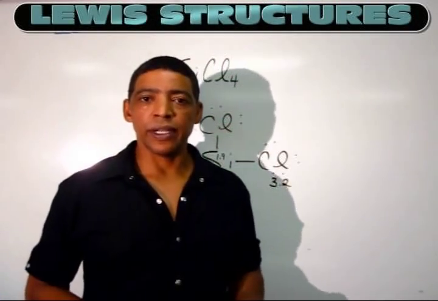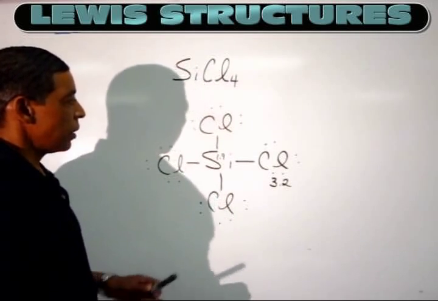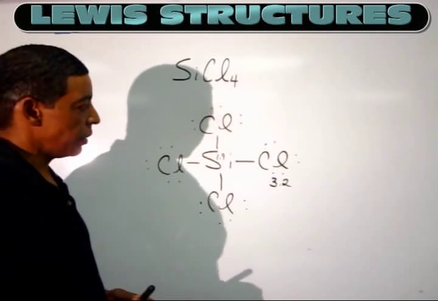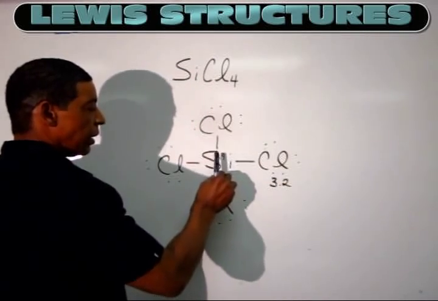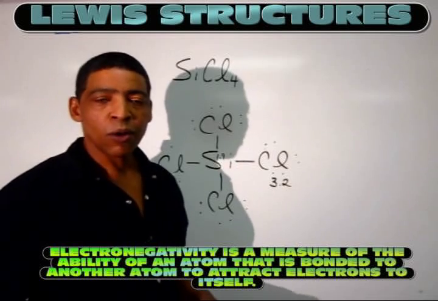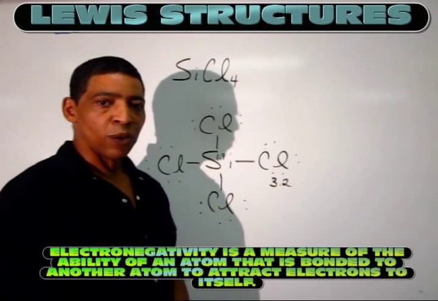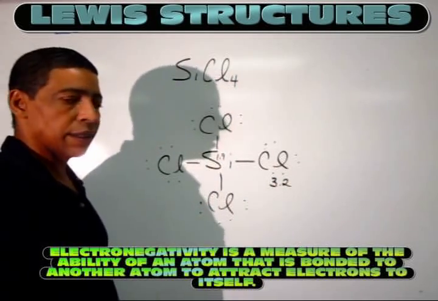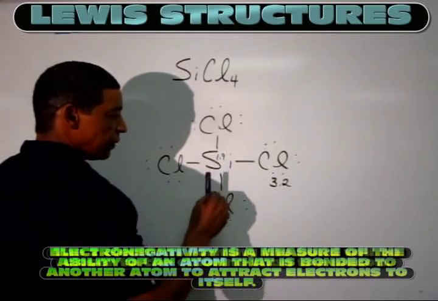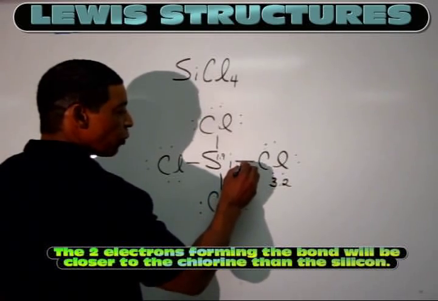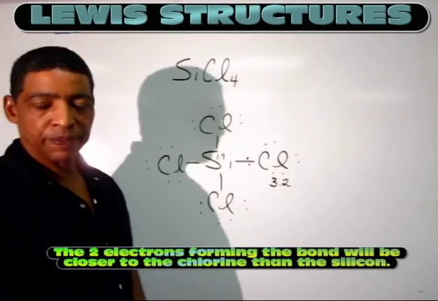Lewis structures are also useful in illustrating both the molecular and bond polarity in a molecule. Consider the example of silicon tetrachloride, where the electronegativity of chlorine is 3.2 and the electronegativity of silicon is 1.9, where electronegativity represents the affinity that an atom has for the electrons in a covalent bond. Since the electronegativity of chlorine is greater than the electronegativity of silicon, the two electrons forming this covalent bond will be closer to the chlorine atom.